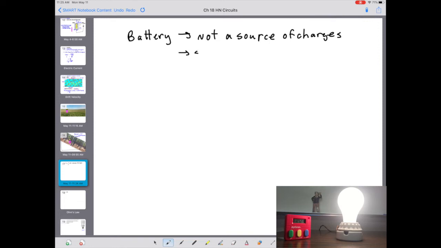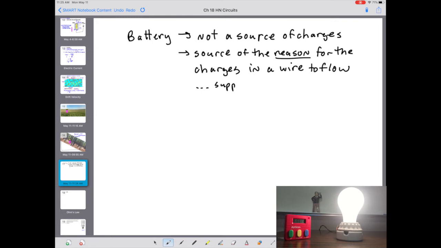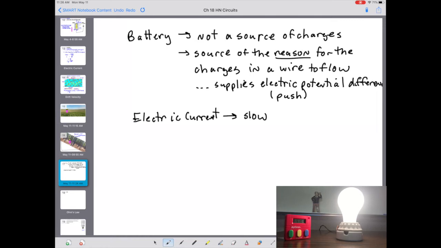So a battery is not a source of charges, but it is a source of the reason for those charges to flow. And that reason is that it supplies that electric potential or potential difference, the high and the low. Simplistically, you can think of this as the push. It motivates the charges to move in a certain direction, but there's so much there in the way, there's so many atoms, that when you have an electric current, it is very slow. They don't make forward progress very long.